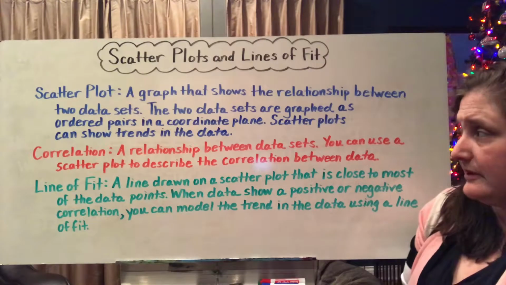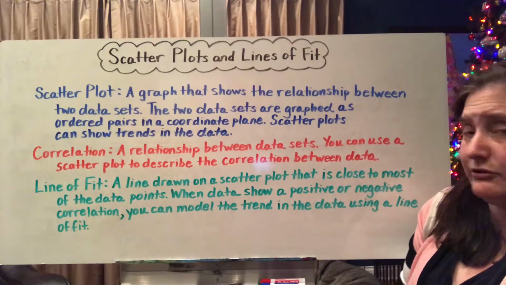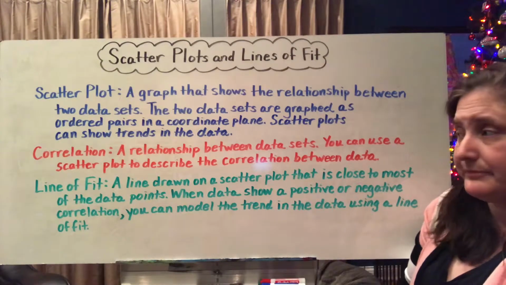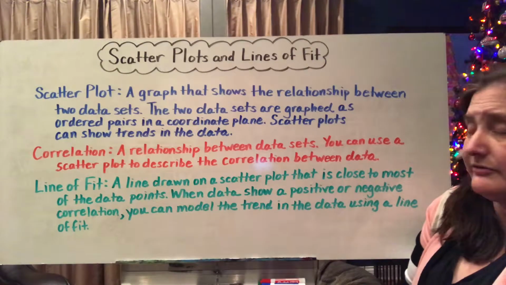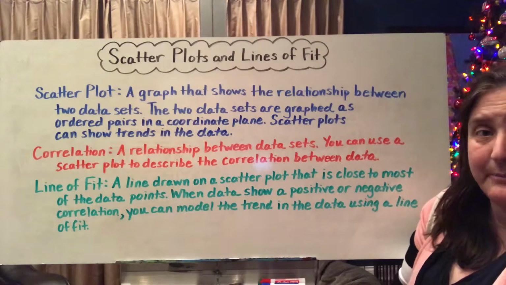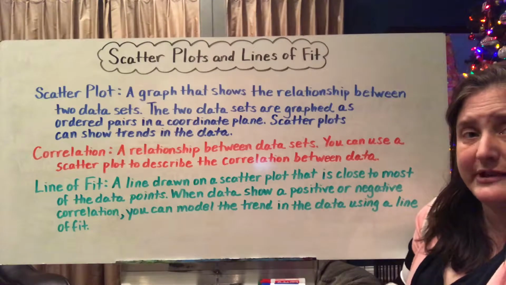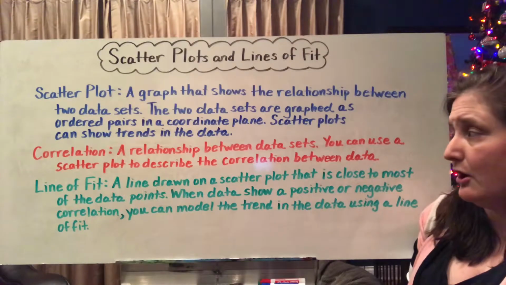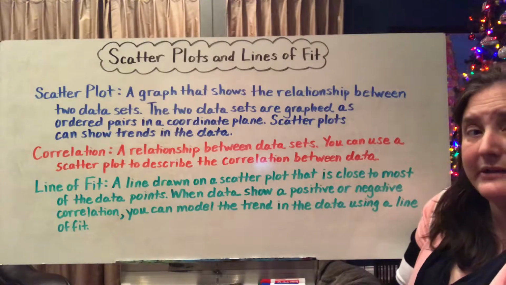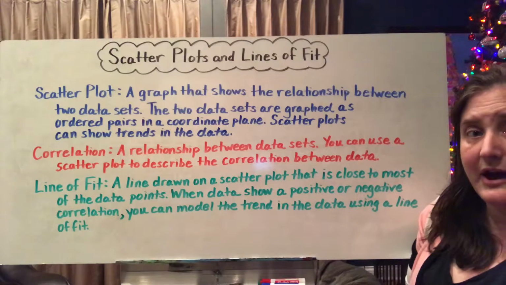A correlation is a relationship between data sets. A scatter plot is a great way to identify and describe a correlation that we see between our data. A line of fit is a line that is drawn on our scatter plot that's close to most of the data points. The data points aren't going to form an exact line, but this line will go through some of the data points and it'll have some above and below, but it's close to most of the data points. When data shows a positive or a negative correlation, we can draw a line of fit on our scatter plot.